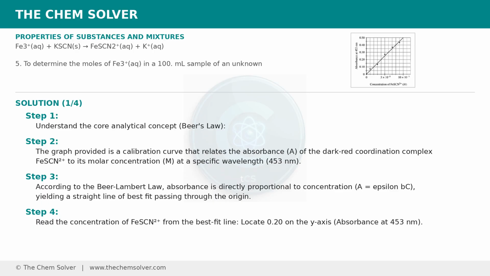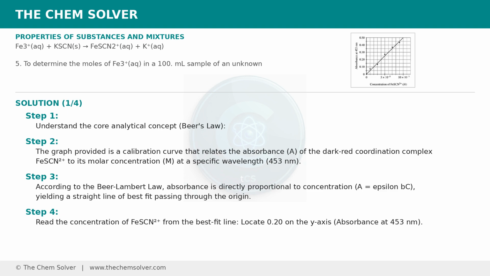Understand the core analytical concept. Beer's law. The graph provided is a calibration curve that relates the absorbance A of the dark red coordination complex FeSCN2+ to its molar concentration, M, at a specific wavelength, 453 nanometers. According to the Beer-Lambert law, absorbance is directly proportional to concentration, A equals epsilon b c, yielding a straight line of best fit passing through the origin.